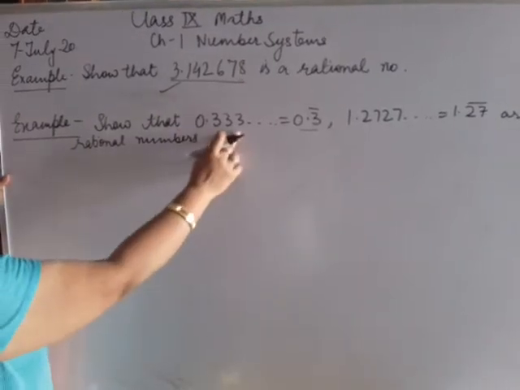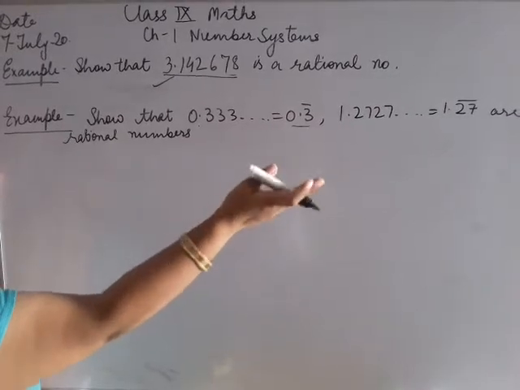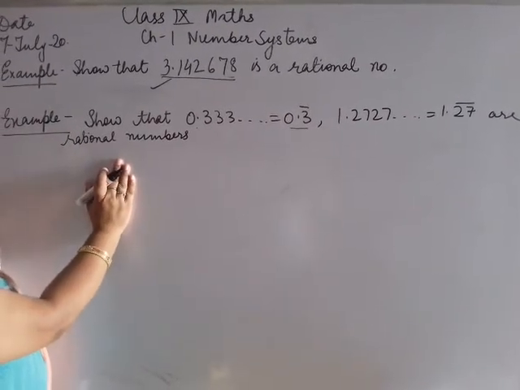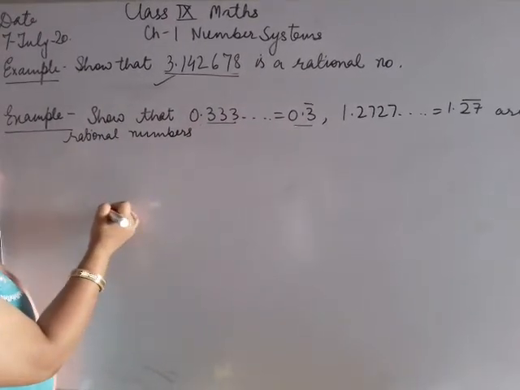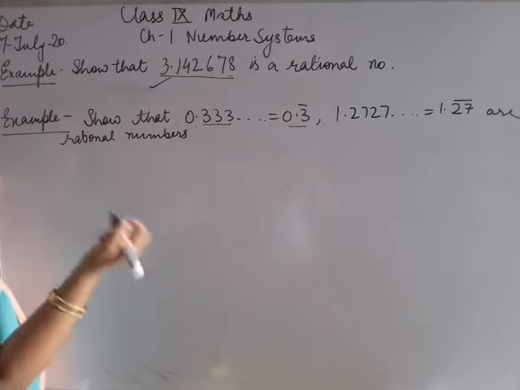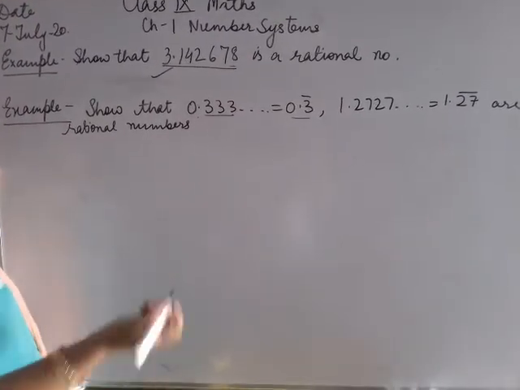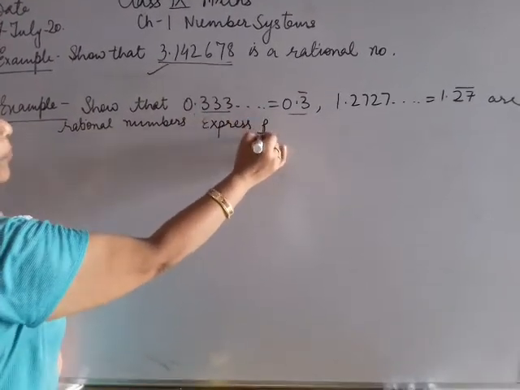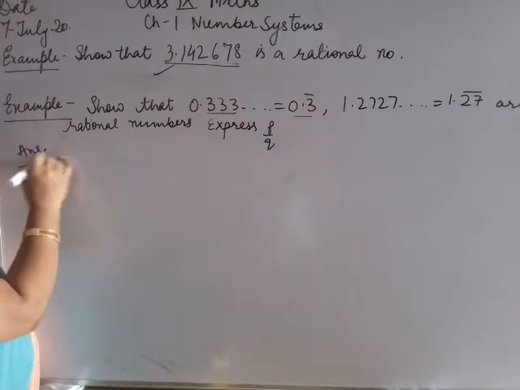show that 0.33 equals 0.3 bar, and 1.2727 are rational numbers. These are repeating rational numbers. These are non-terminating. See, the number 3 is being repeated and it is non-terminating. We have to show whether it is a rational number or not, or we have to express this in the form of p upon q. Okay. So let us start doing the solution.